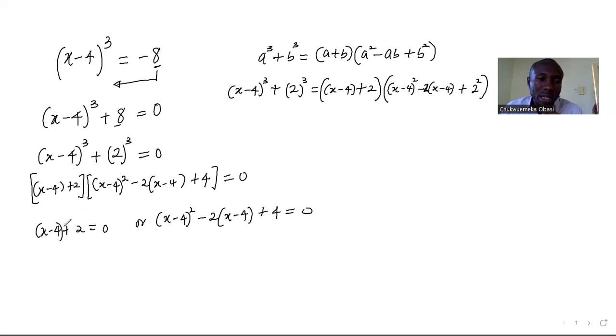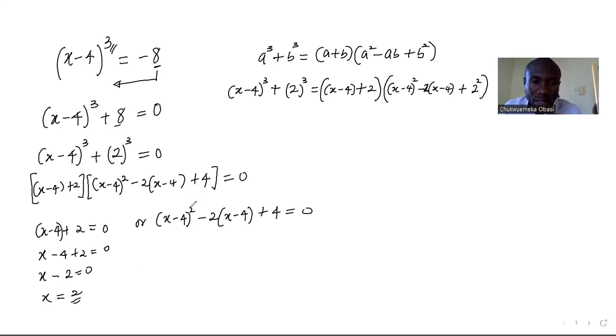So for me, I can easily get the value of x. Removing the bracket, you have x - 4 + 2 = 0, and minus 4 plus 2 will give me minus 2, so x - 2 = 0. And finally, x is equal to 2. We've gotten one solution because we have the third power, so we are expecting 3 solutions, right? So we've gotten one of the solutions and remaining the other 2.